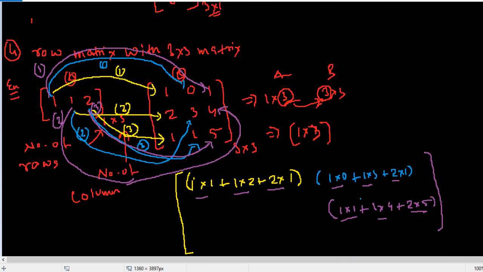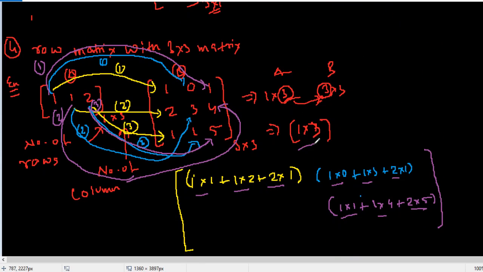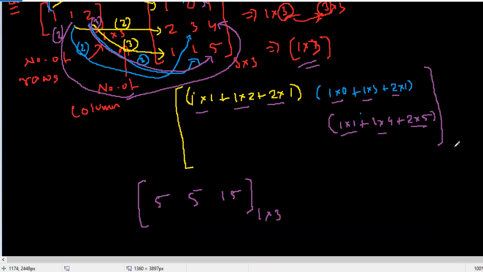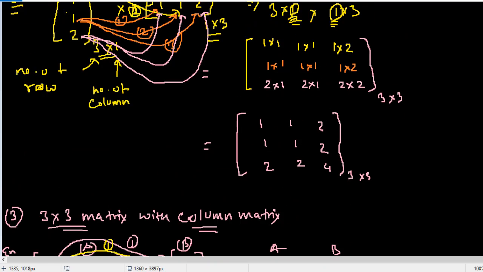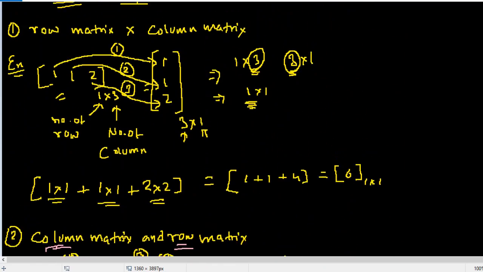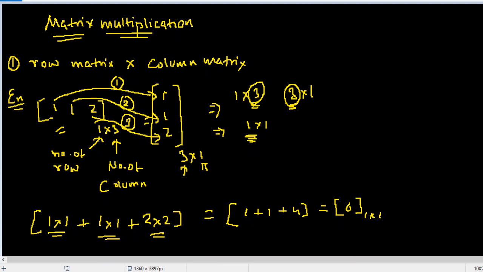Clear? As we calculated, our matrix order should come out as 1 cross 3, and this comes out to be of order 1 cross 3. So I think I was able to give you the basic idea of how to multiply this type of row and column matrices.